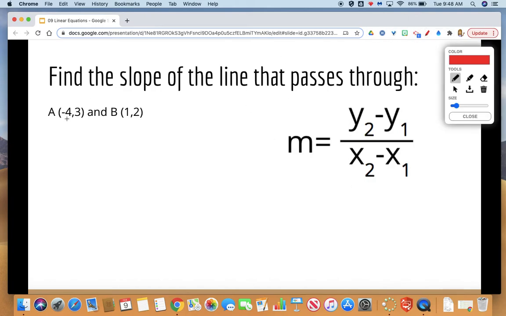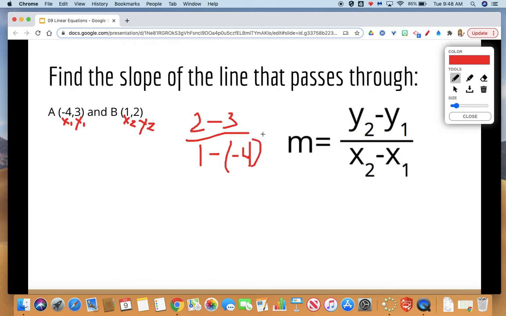Okay, so -4, 3. Remember, ordered pairs always go x and then y. So there's my first x, my first y. 1, 2 for point B, x2, y2. Now we plug in our values for the formula. y2 is a 2 minus y1, which is a 3. x2 is a 1 minus x1, which is a -4. So it's minus a -4.